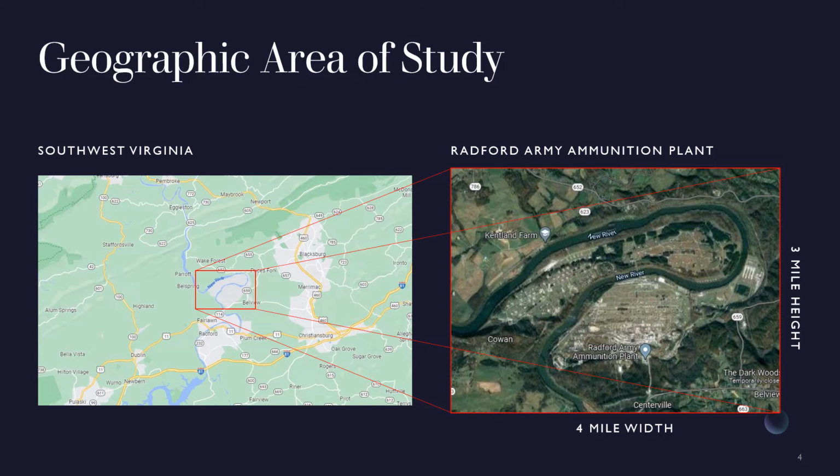My area of study is 4 miles by 3 miles, or 31 square kilometers. I believe the size of this area is adequate for this project, and I won't run into any major data processing issues with my computer due to the file sizes I'll be needing for this area. You can see in the picture to the right that the ammunition plant sits low and directly in the middle of a large horseshoe bend of the New River, and a large portion of the plant is located just south of the river.